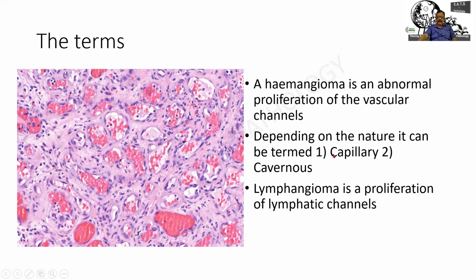Hemangioma itself is divided into capillary, small caliber blood vessels, and second one is cavernous. Another variant is a lymphangioma, which is a proliferation of the lymphatic channels. So it is clear over here, it is a vascular channel that has been completely filled with blood. So it is not a lymphatic channel. Proliferation of the multiple capillaries are seen.